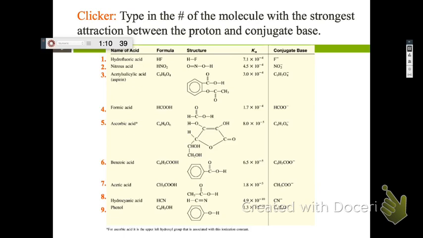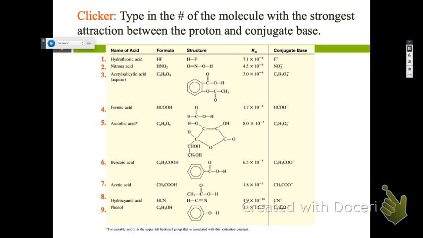Maybe, maybe not. All right, so what was the discussion? What are we looking for in order to answer this question of which one has the strongest attraction between a proton and a conjugate base? Kayla, what was your discussion centered around? I said it's the one with the smallest Ka because that means it's a weak acid and it doesn't dissociate as easily, so it's not going to give up a proton.